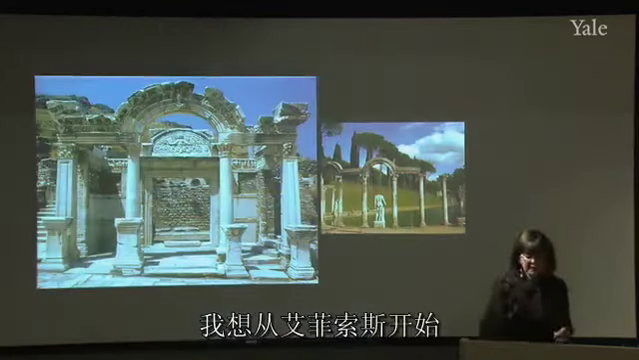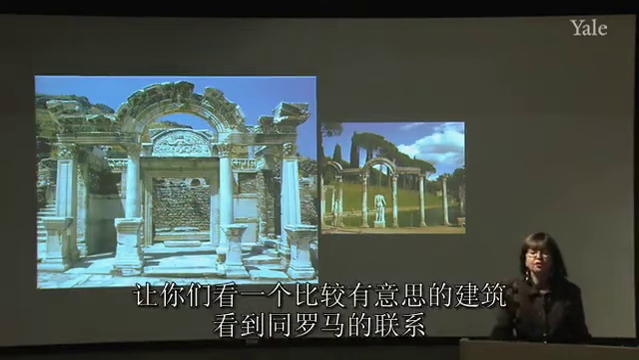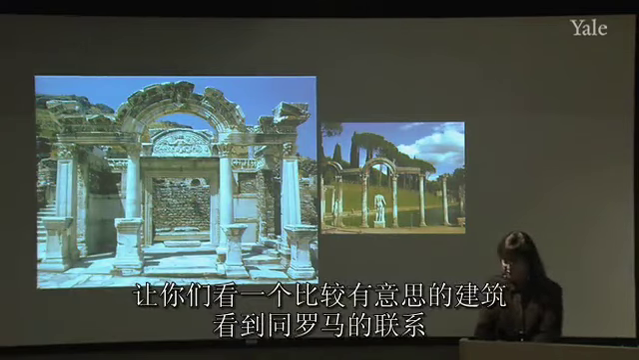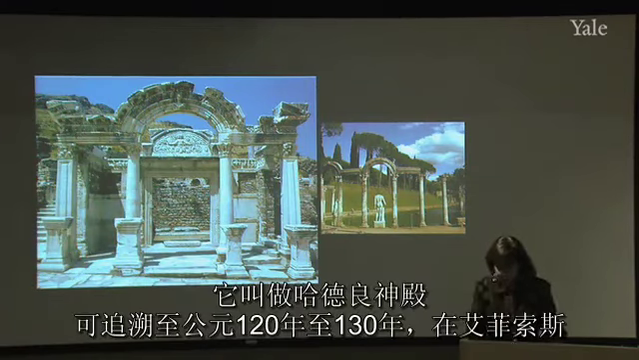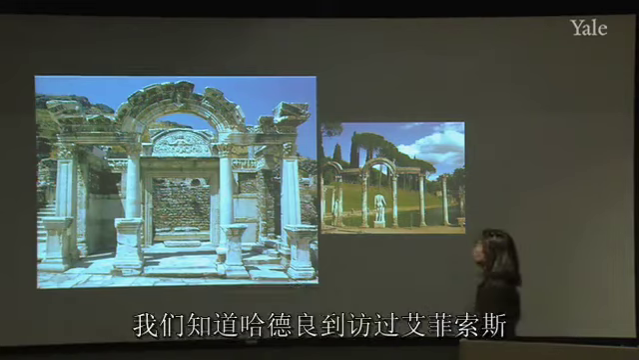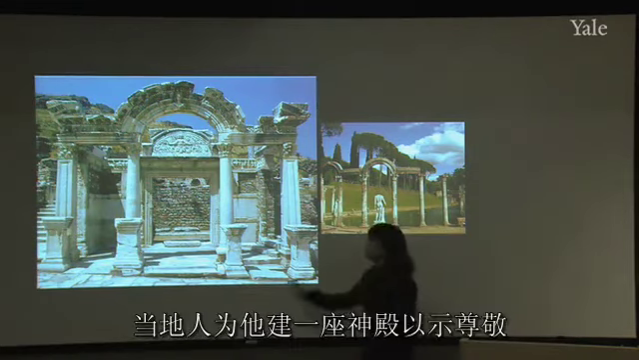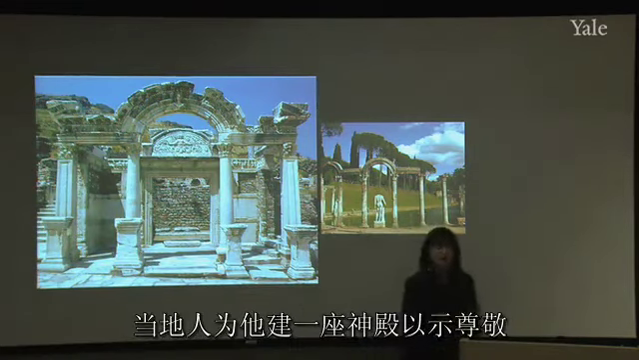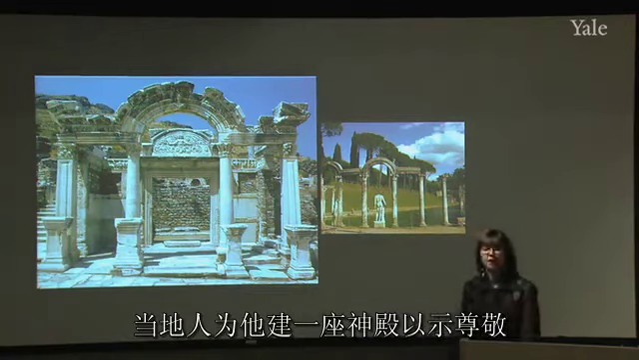And I want to begin in Ephesus to show you one building there of considerable interest, I think, in terms of its relationships to Rome. It is the Temple of Hadrian, so-called, that dates to around 120 to 130 A.D. in Ephesus. We know Hadrian visited Ephesus. We know that those who lived there wanted to honor him by building a temple to him.